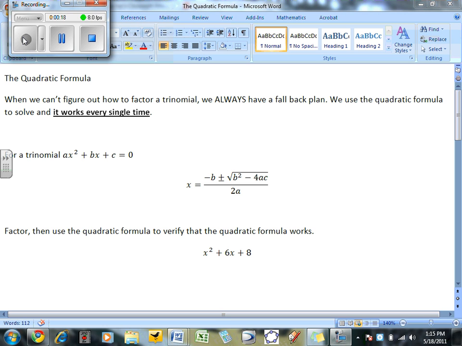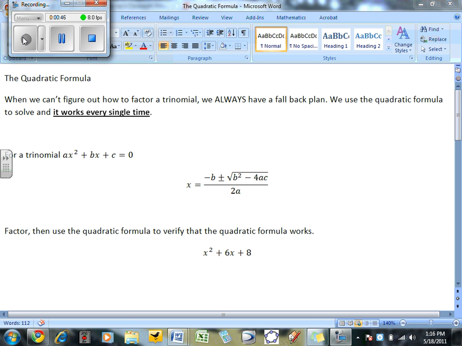But if you don't remember anything about factoring or trinomials, just know that when in doubt, you can use the quadratic formula to solve for it. And once you remember the formula, it's very simple. So when we can't figure out how to factor a trinomial, we always have a fallback plan. This will always work for a trinomial. We use the quadratic formula to solve, and it works every single time.